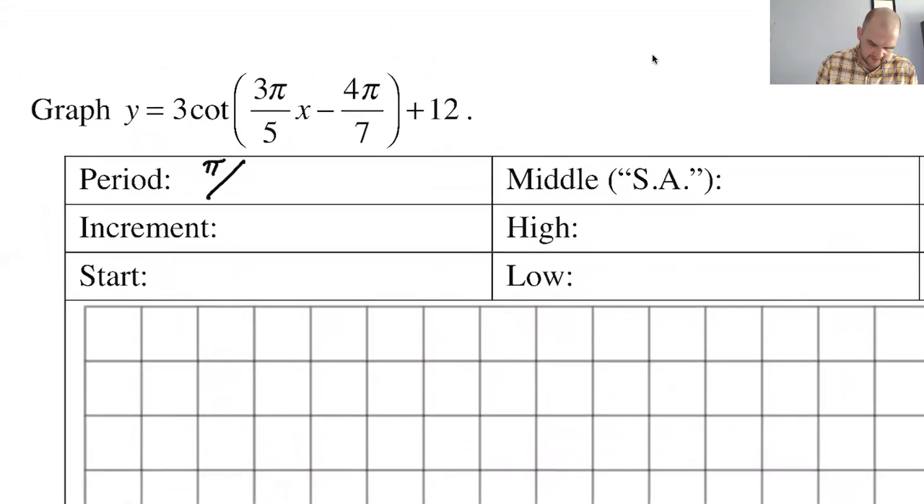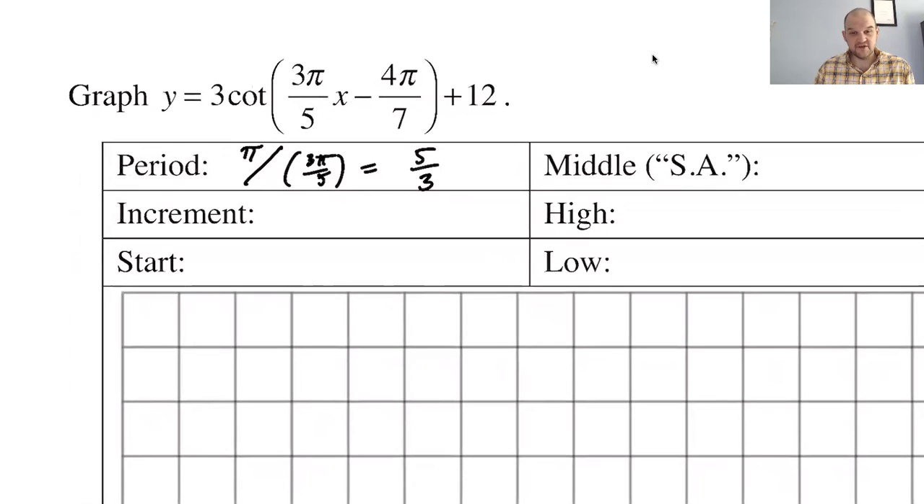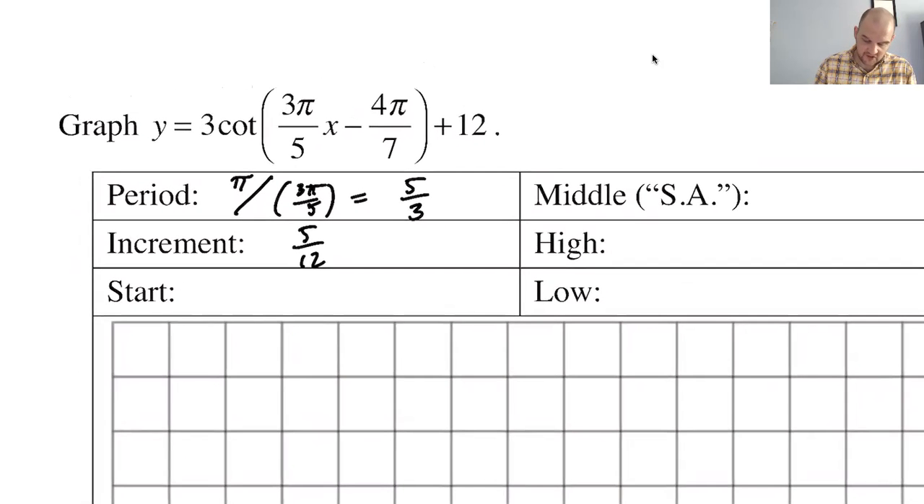Pi divided by, what's going on? Okay, 3 pi over 5, which is going to be 5/3. That's not great. And the increment is going to be 1/4 of that. So that's going to be 5/12. Also not great. But then it looks like the starting point is also terrible. So we're off and running here.